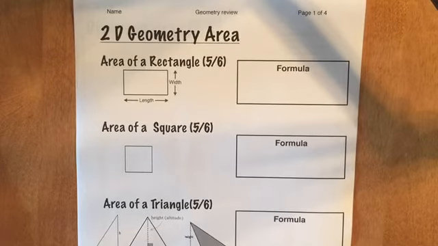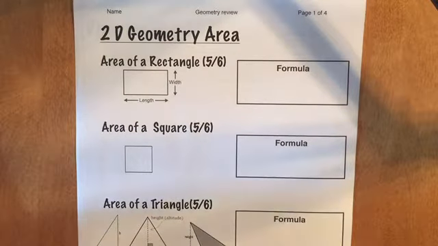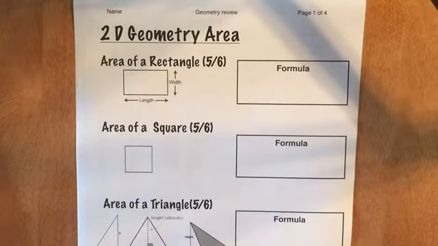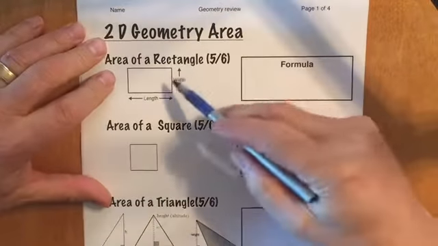Hey Portable 4, here's a little review of some of the concepts we've been doing in geometry. It's mostly about area and how the area of different 2D shapes turns into surface area and eventually volume of 3D shapes. So let's start off with the area of a rectangle.